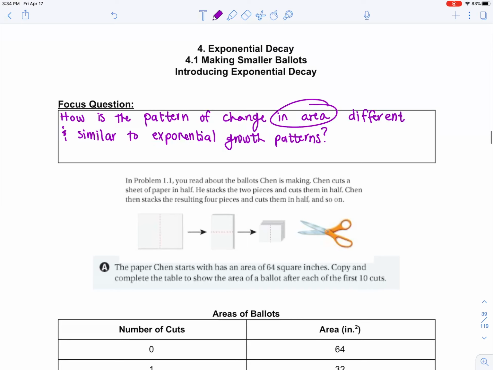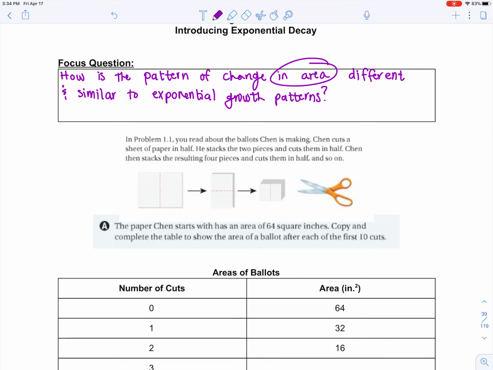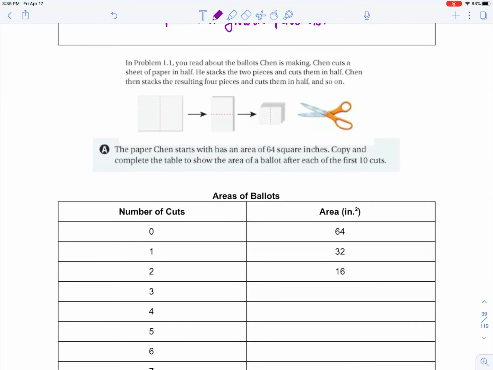So in problem 1.1, you read about the ballots Chen is making, right? So Chen was cutting a bunch of papers to make ballots, and notice that the number of ballots increased exponentially, right? So our question here says the paper Chen starts with has an area of 64 square inches. That's why our focus question is talking about area. We're looking at the area of the ballots now. So it starts with an area of 64, which we already input into this table for you. Copy and complete the table to show the area of a ballot after each of the first 10 cuts.